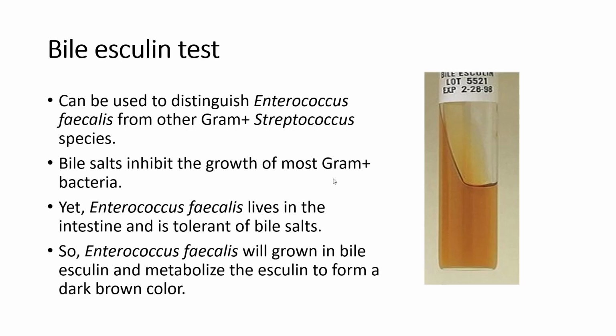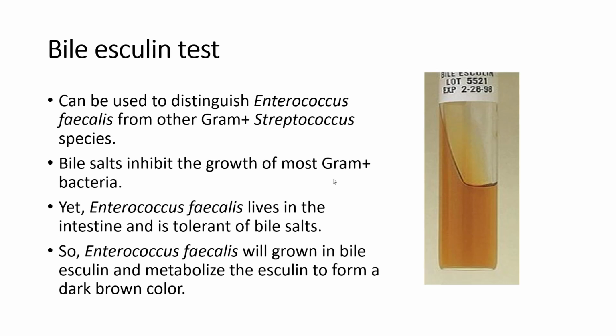Alright, the next experiment is called the bile esculin test. The bile esculin test is used to help distinguish between Enterococcus faecalis and other gram-positive Streptococcus. Now, as a general rule, Streptococcus tends to be very sensitive to salts, meaning that high salt concentrations are going to inhibit Streptococcus species from growing. Enterococcus faecalis, which was once grouped with the Streptococcus, actually, and is sometimes still called Streptococcus faecalis, is unique.